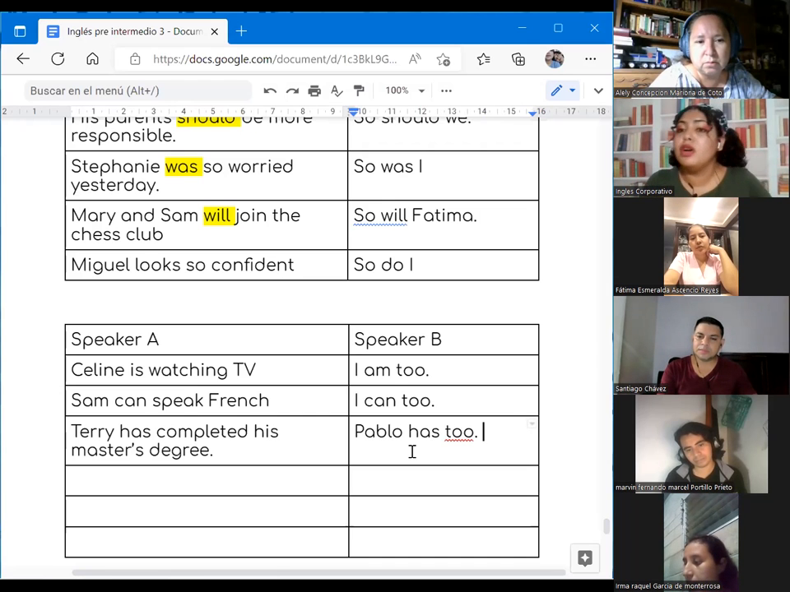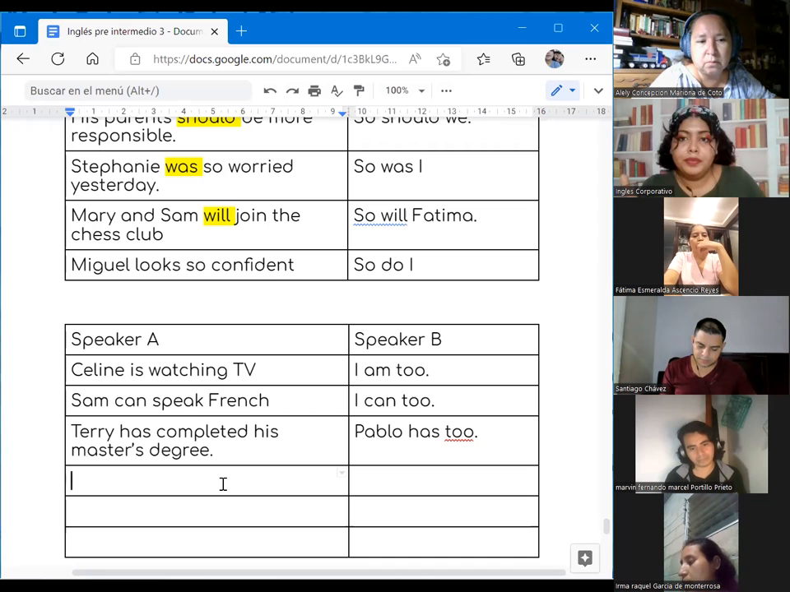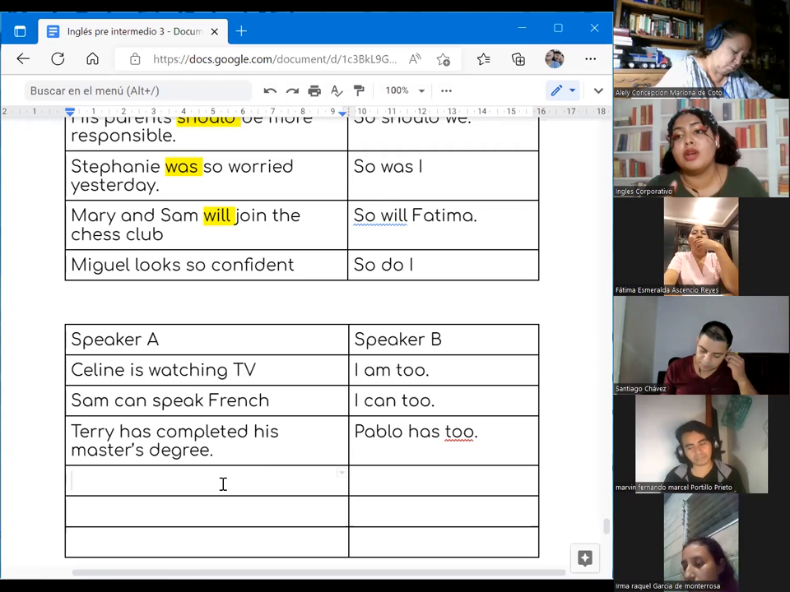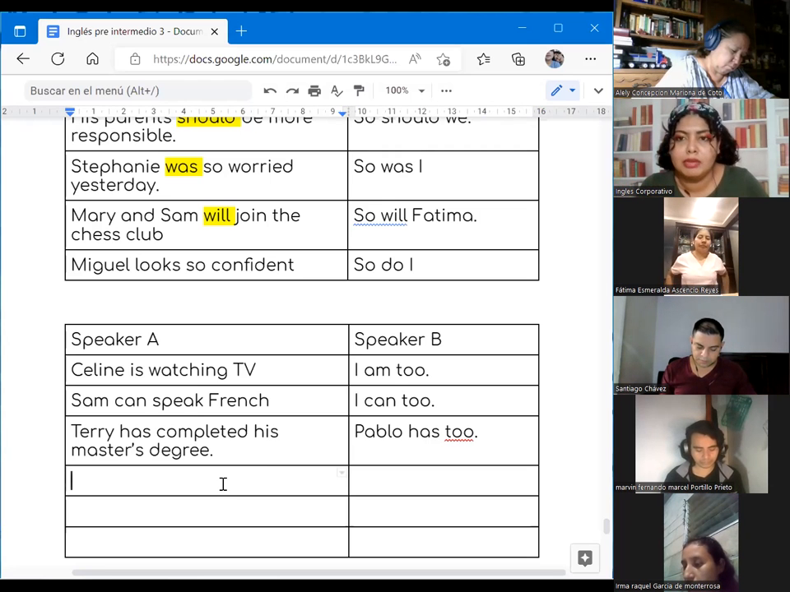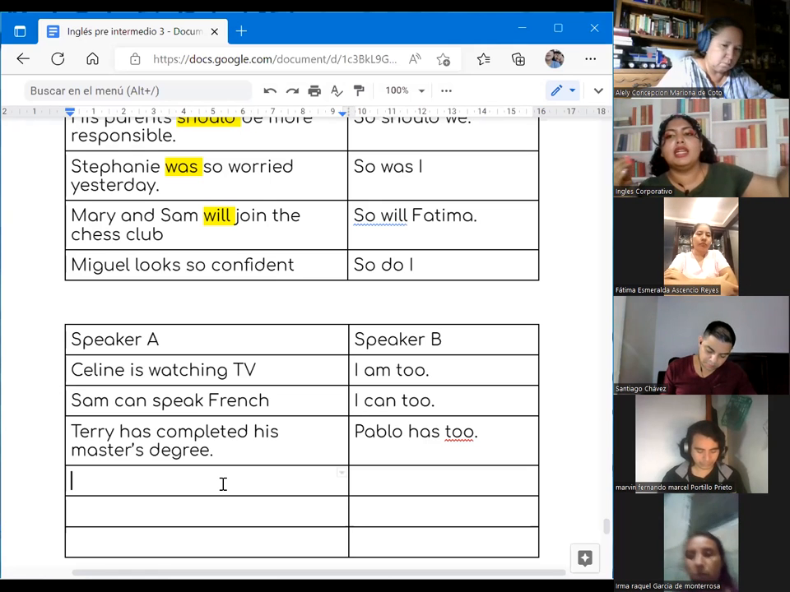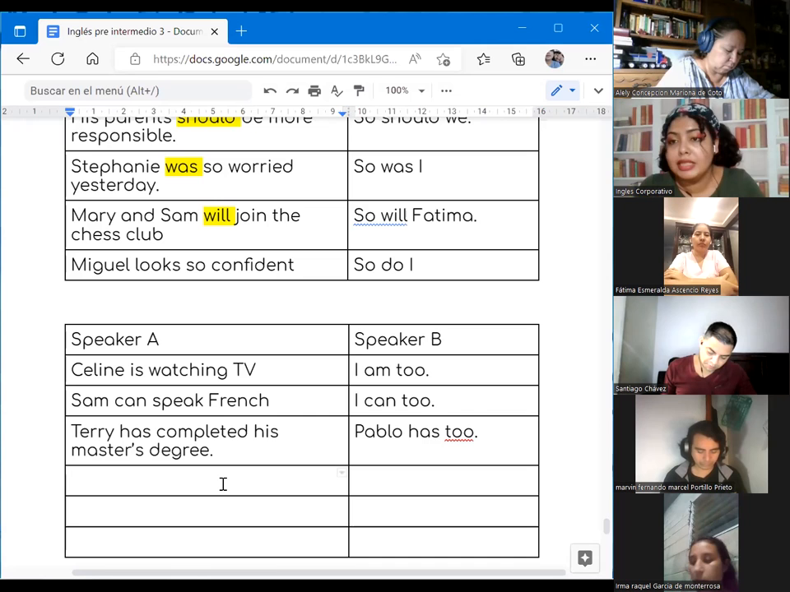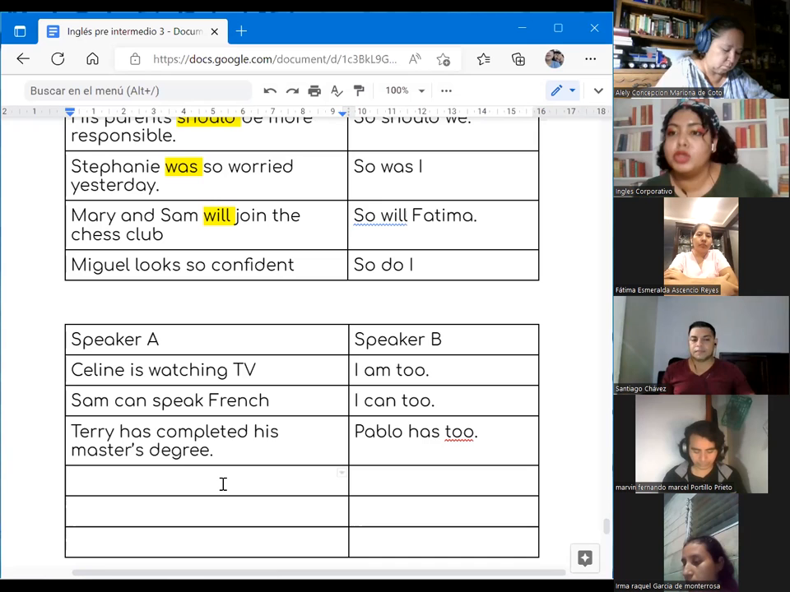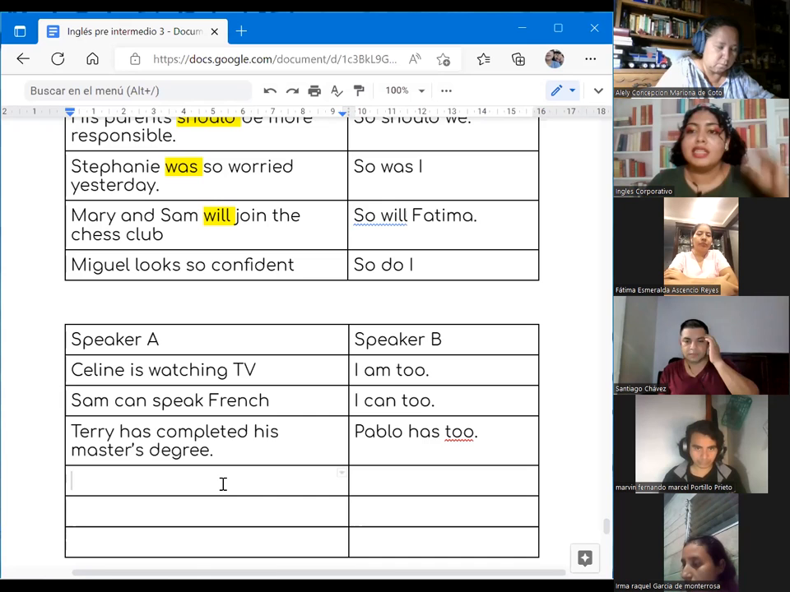Good. Pablo has two. ¿Qué hizo Pablo? Pues completó también el master's degree. Porque de eso se está hablando. Ya estamos hablando, ya tenemos el contexto de la oración. Así que no es necesario que lo repitamos todo porque ya sabemos de qué estamos hablando. No es like we are talking for hours and at the beginning I was saying that I am eating pizza and at the end of the conversation I am going to say I am too, because it is not going to have any sense. It's immediately that we are referring to the same thing.